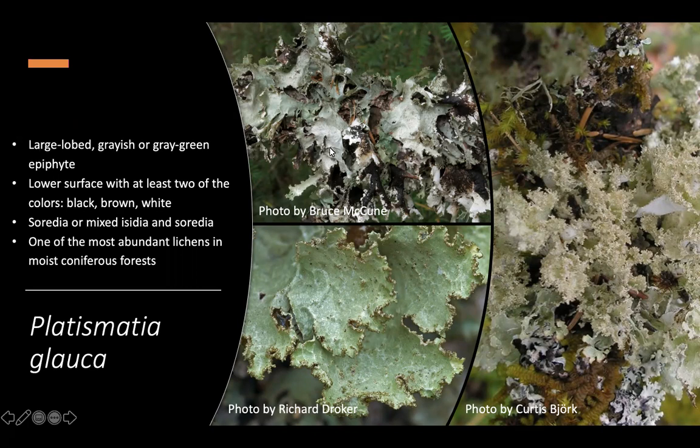One of the other things that you'll notice is that the lower surface of the lichen has a mottling of at least two of these three colors: black, brown, and/or white. So look for black, brown, or white on the bottom, and green on top. It's an epiphyte, most abundant in moist coniferous forests. That's Platismatia glauca.